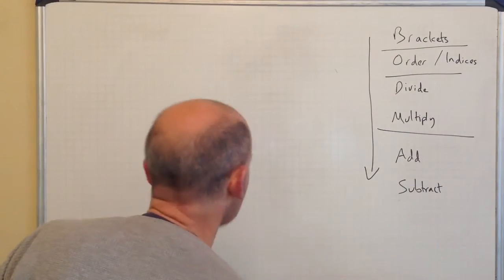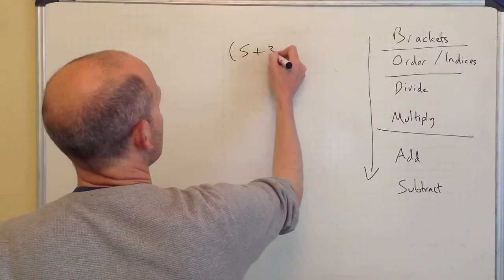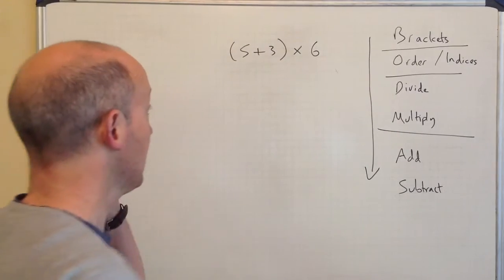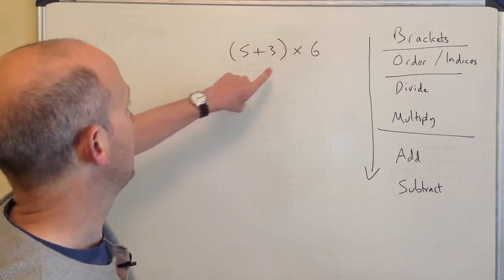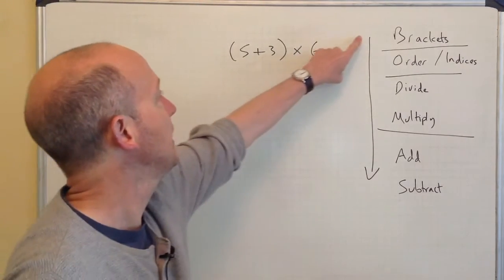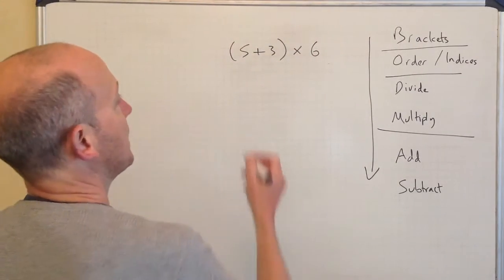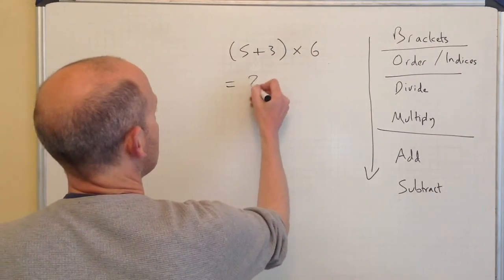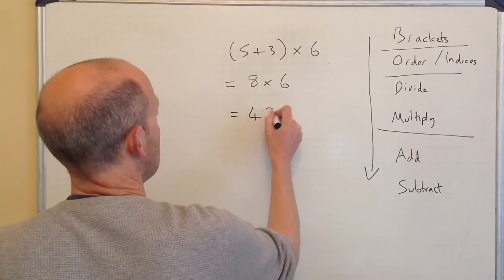Let's throw a bracket in. Okay, so we'll go 5 plus 3 times 6. Okay, so brackets beats everything. Brackets, if you like, sort of promotes the plus, or it sort of helps out the plus. So in this case here, even though we've got a plus, because it's inside brackets, we do the brackets first. So that becomes 5 plus 3 is 8. 8 times 6, and 8 times 6 is 48.